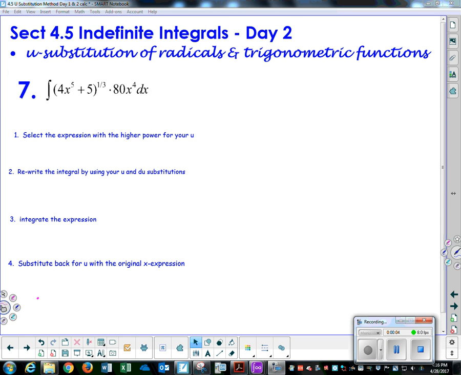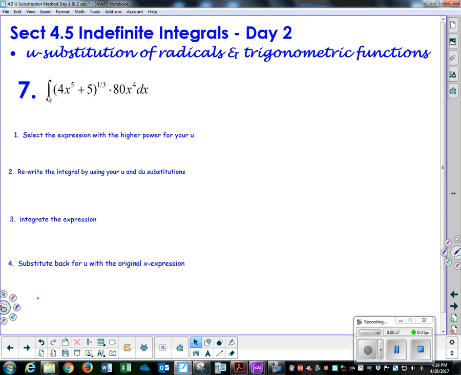Okay, calculus students, this is section 4.5 and we're working on day 2. Yesterday we introduced the topic of u-substitution and we did some relatively straightforward u-substitution integration problems. So today we're going to step it up a notch and work with a few radicals, or rational exponents. Got a couple of those coming our way, and then we're going to look at trig integrations. Those are the two topics for today, and I may not do all the examples, but we'll get a good amount done.